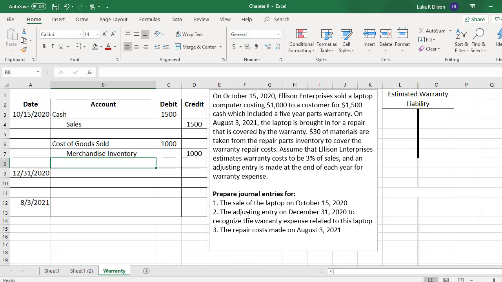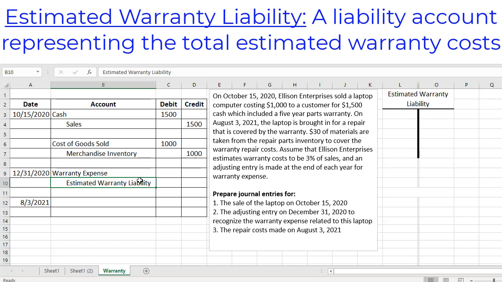Next, we need to record the adjusting entry on December 31st, 2020 to recognize the warranty expense related to this laptop. Whenever you record this adjusting entry, you're going to use the same two accounts. First, we have warranty expense, which will be increased with a debit, and then we have the estimated warranty liability, which will be increased with a credit. This estimated warranty liability account is a liability account that represents how much the company expects to pay out in warranty-related costs such as parts, labor, or product replacement.